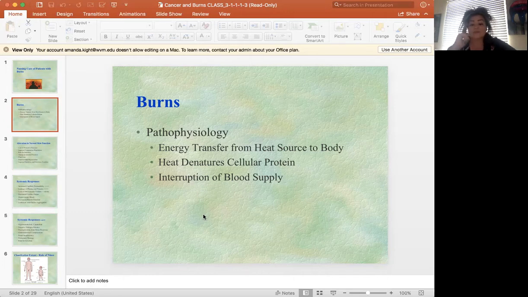So what happens here is, I really like this bullet point. Heat denatures cellular protein. So when you have heat, and again, that can be from any sort of fire, chemical, whatever the source may be, it's denaturing the proteins in the cells of your skin, and it's breaking it down. And we don't want that, right? Because the further it goes down, dermis, lower, muscle, bone, we don't want that. That's when we're going to have circulation problems, and we're going to potentially have more complications.